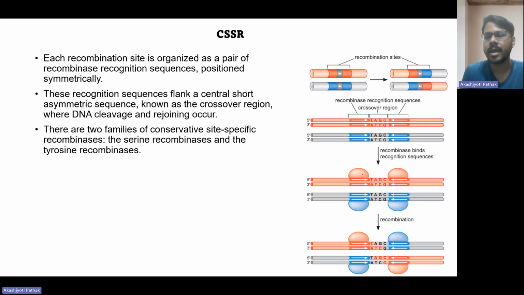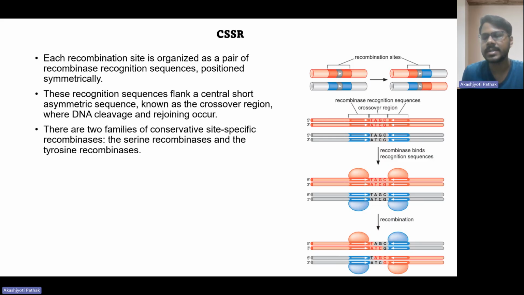So basically there are four subunits of recombinases. This protein has four subunits. So each of these subunits will bind to the DNA strand, to the two DNA strands. Okay. And then there will be a cut. The exact mechanism we will see in the subsequent slide.